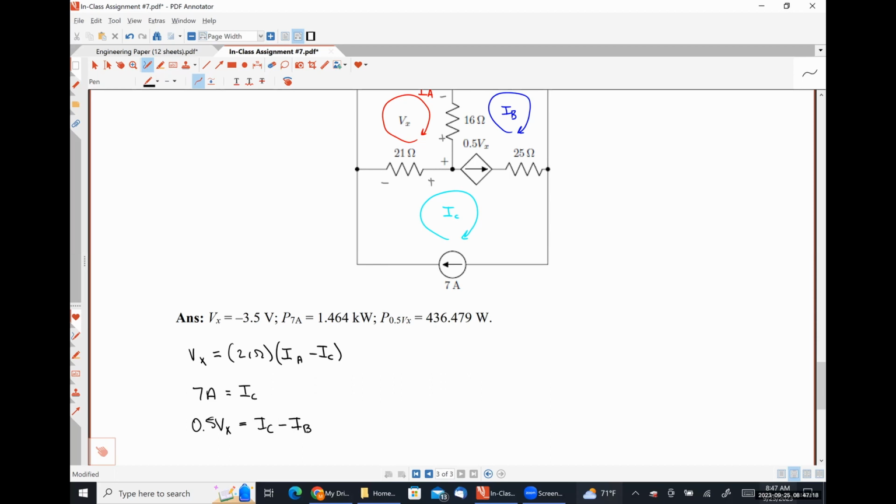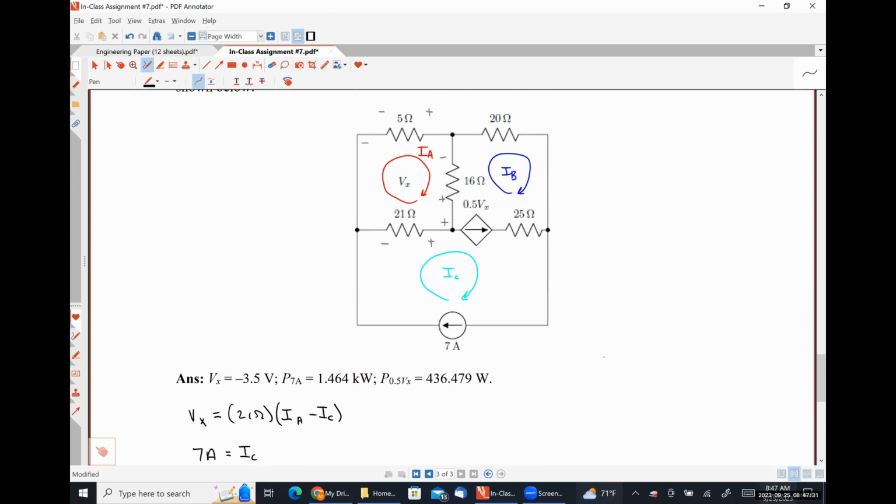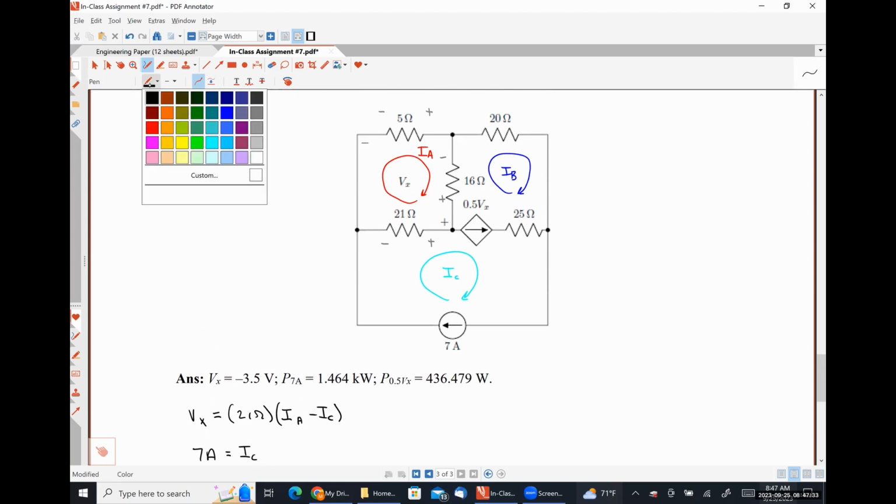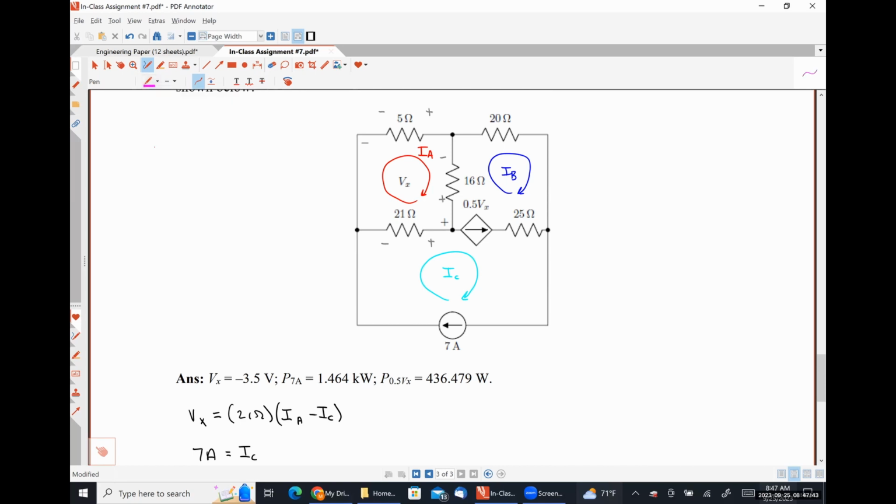So we have an interior current source. So we should expect to have to write a KVL equation around a supermesh. Our interior current source is shared between meshes B and C. So the path that we would be expected to take would look something like this.